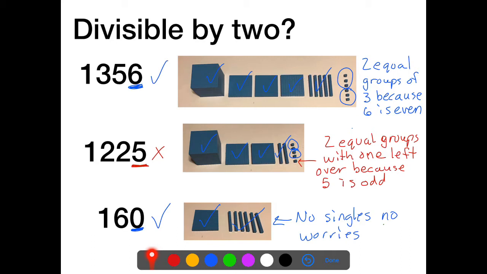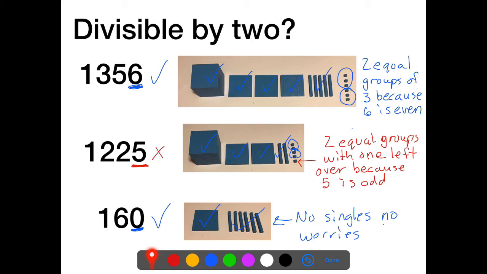If we look at 1,225, the ones place is 5. It's not even, so the whole number is not divisible by 2. We ignore the thousands, hundreds, tens, and when we look at our 5 ones, we have 2 groups of 2 with 1 left over because 5 is odd.